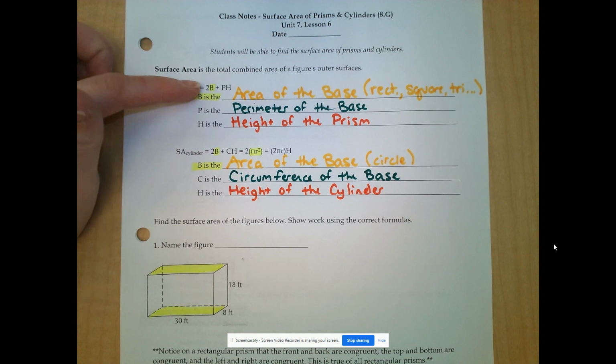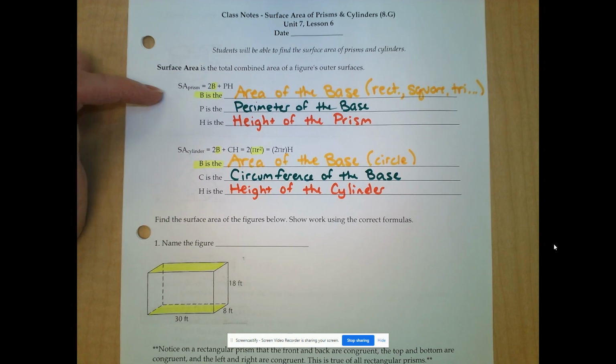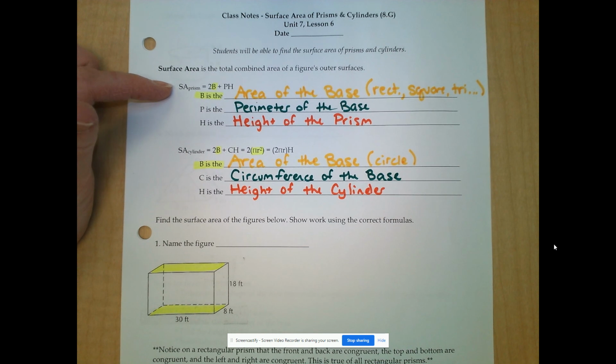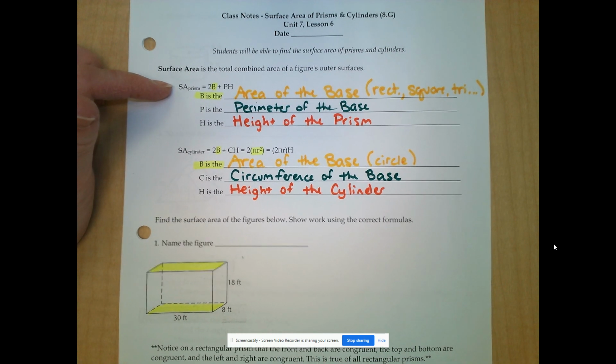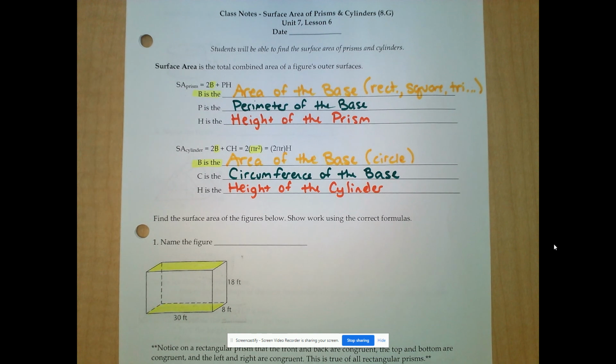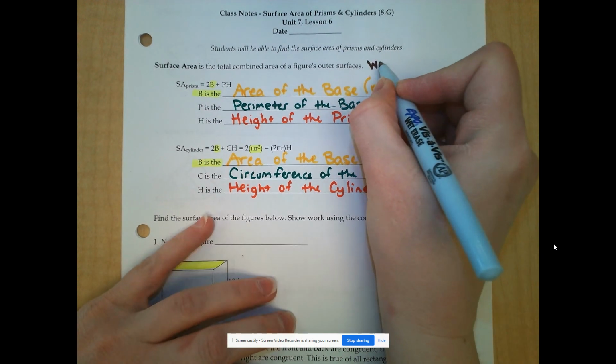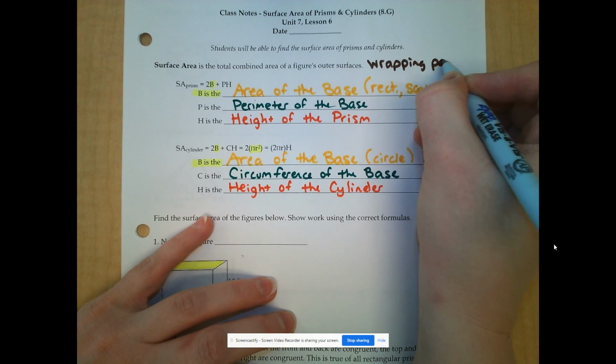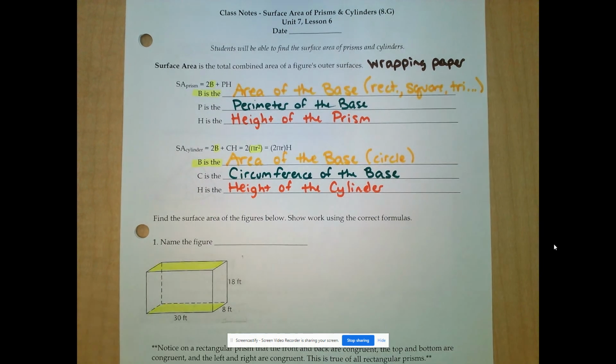So you'll notice that there's a formula here, 2B plus PH. We can't use that formula unless we know what all those letters stand for. So first of all, SA, surface area, the total combined area of a figure's outer surfaces. Think of it like wrapping paper, okay? If you were going to wrap a present, how much wrapping paper would it take? How much would you have to put on the outside of the shape in order to cover the surface?